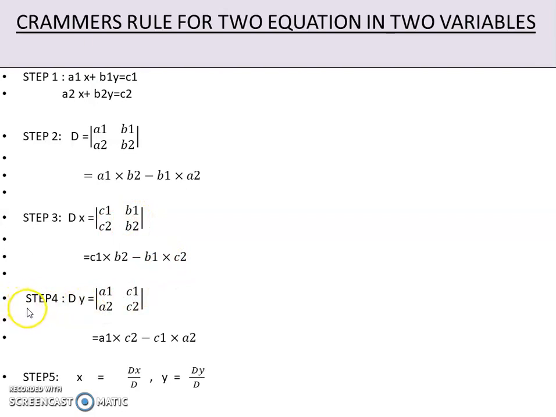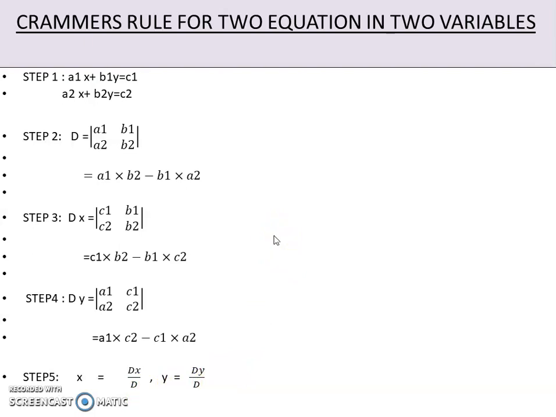Step number 4, we have to find the value of y. So we have to find Dy, that is the suffix of D. What is that? Instead of b1 b2 we put c1 c2, and a1 a2 remain the same. So we write first a1 a2 then c1 c2. Same trick, a1 into c2 minus c1 into a2. Then the last and important step, step number 5: x is equal to Dx upon D, y is equal to Dy upon D.